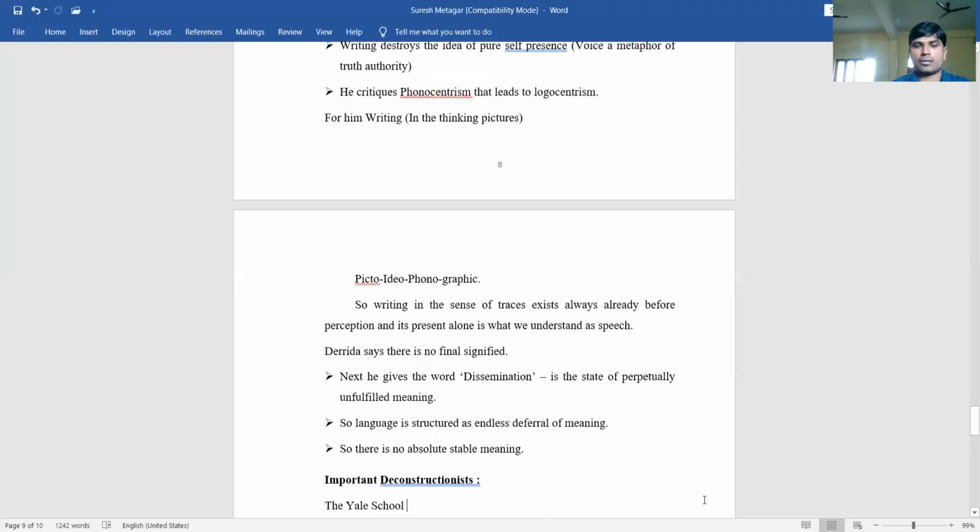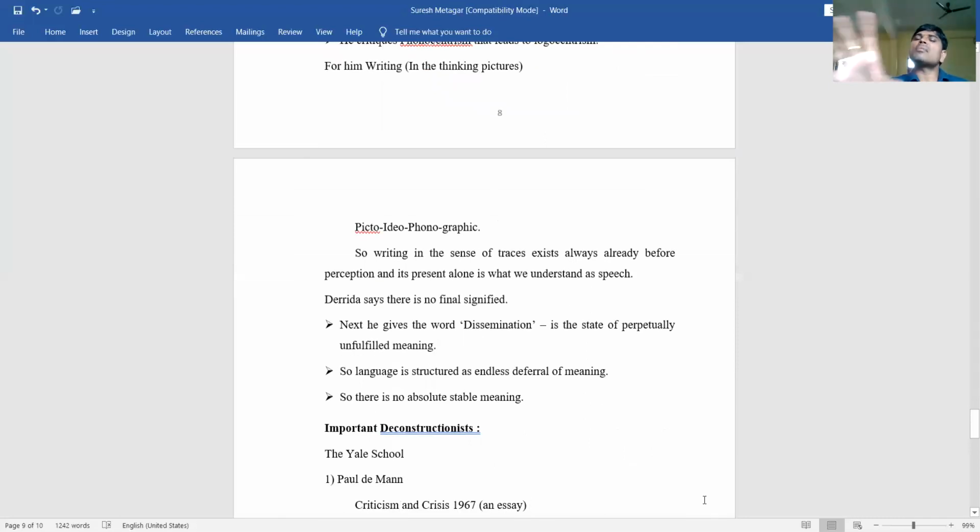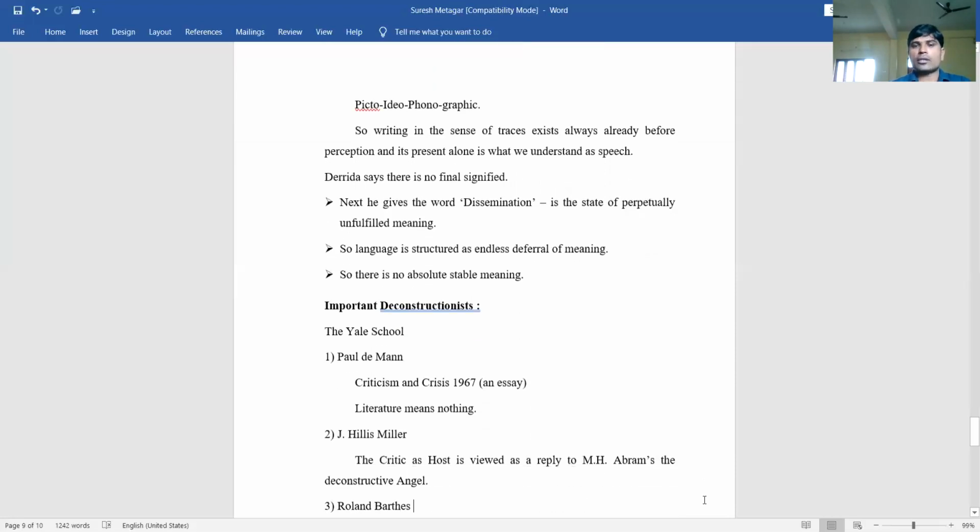And then Derrida says there is no final signified, no final meaning or final concept. They keep on changing. He uses the word dissemination, the state of perpetually unfulfilled meaning. There is no fixed meaning at all for anything. The meaning keeps on changing as per the need of the situation, the conditions, the people. These meanings are part of language, and that language is conditioned by that particular time, and it keeps on changing. It is just like gas, that's what he says. Now let us see the important writers of deconstruction.